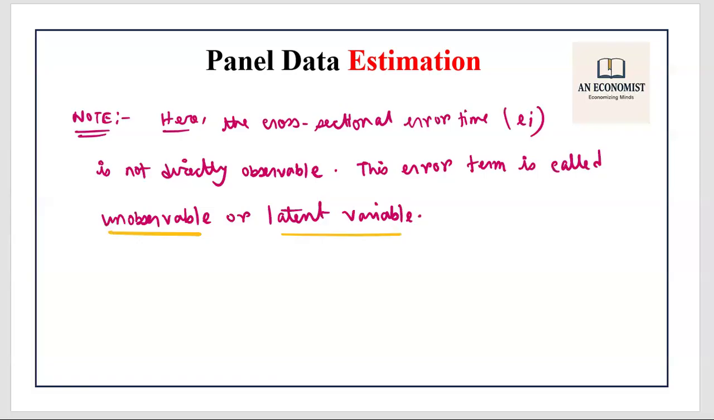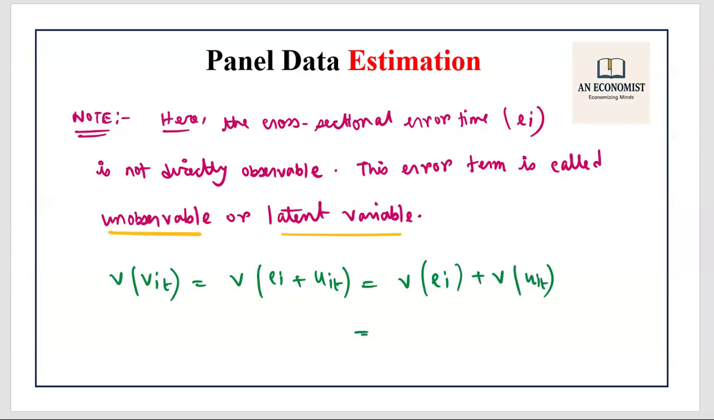This is an important point that you have to know if you want to find out the variance of VIT. That will be simply variance of EI plus UIT, which you can break down: variance of EI plus variance of UIT. The variance of EI is sigma E square, and the variance of UIT is sigma U square. So this is basically a constant term, the variance of the composite error term in your random effect model, which comes out to be sigma E square plus sigma U square, a constant.